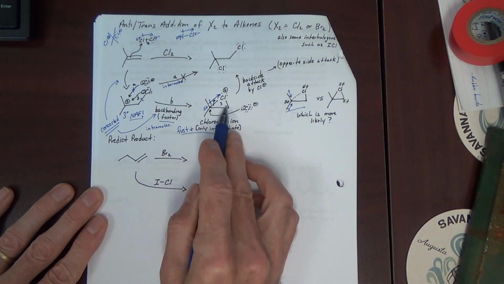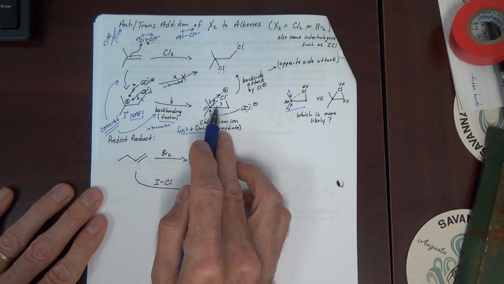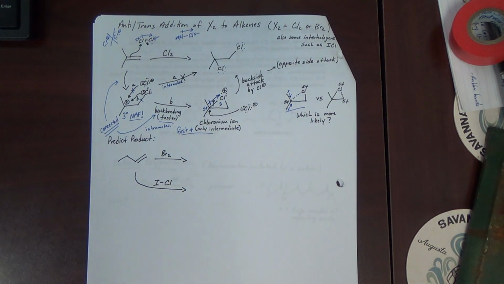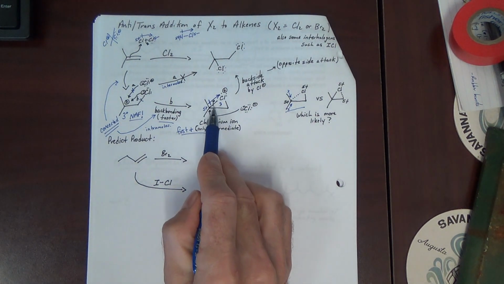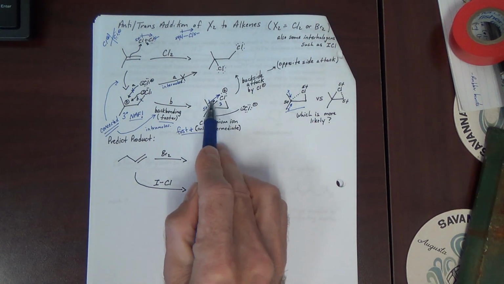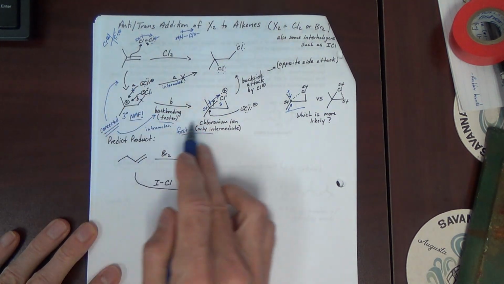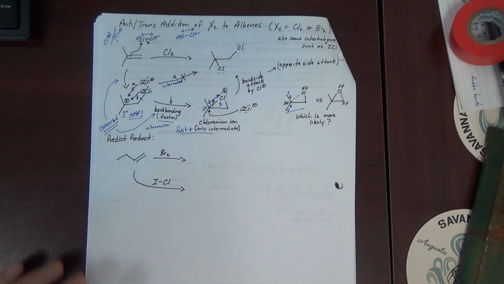So it looks kind of peculiar. It looks like, why would this happen? But we can come up with a couple of arguments for why it would. And indeed, we know it does form. There's actually lots of evidence that it forms. A few of these chloronium or bromonium ions have actually been isolated and studied. So this mechanistic theory has been pretty much proven.